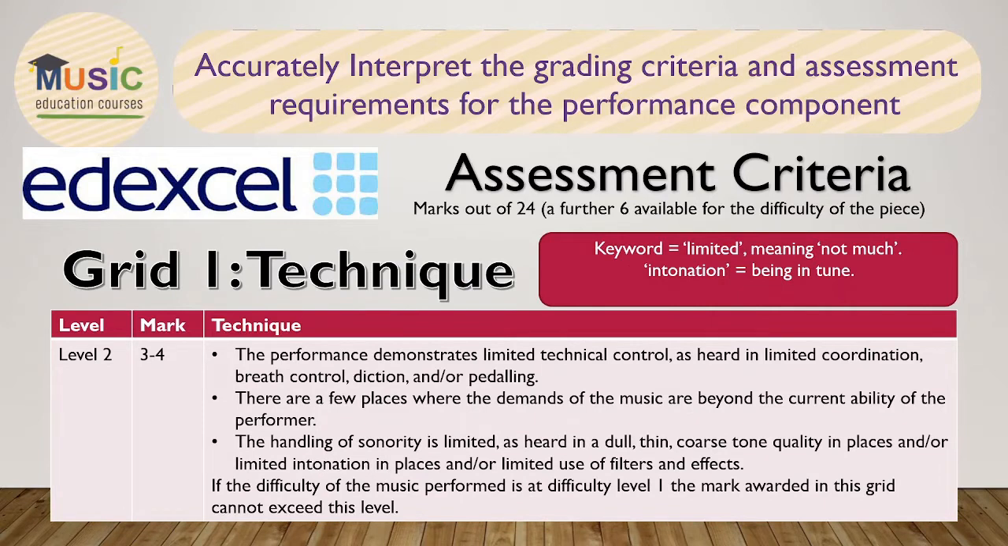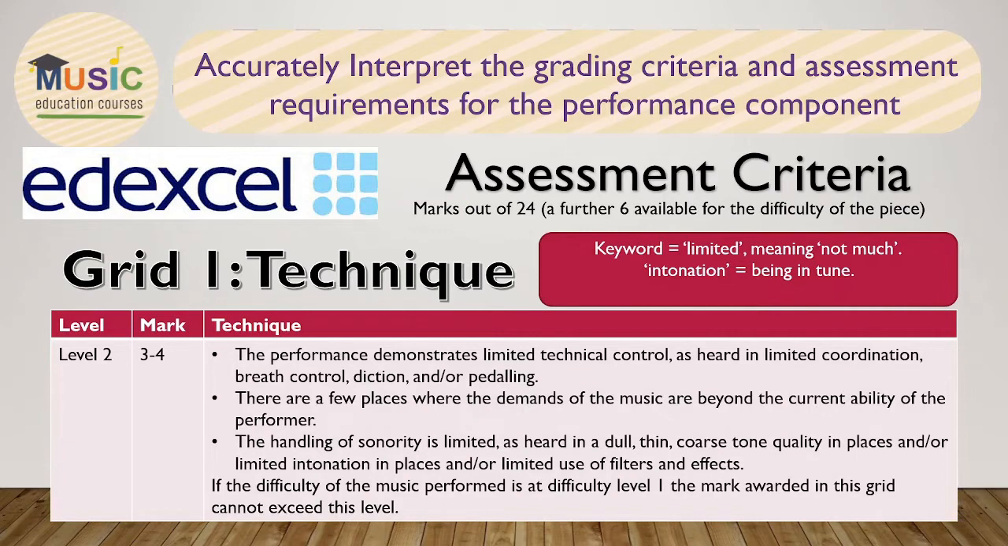Next, for level 2, for 3 to 4 marks, it's exactly the same descriptors, except some keywords have been changed. So here, instead of poor technical control, it says limited, which from a teacher's perspective means not much. There are a few places where the demands of the music are beyond the current ability of the performer. Few, to me, means 3 or more, because in other parts of the assessment criteria it says 1 or 2, and anything else it says a few or some.